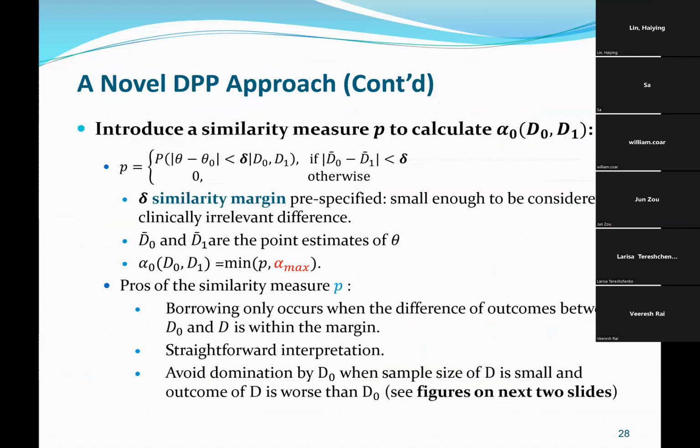Next slide, please. So basically, the advantage of introducing such a similarity measure is to more tightly control the bias and type I error. And also, everything is prefixed at the design stage: the magnitude of the delta and the alpha max. These two values have to be fixed through thorough discussion with the clinical team on both sides, sponsor and FDA, and have to be agreed upon. Next slide, please.